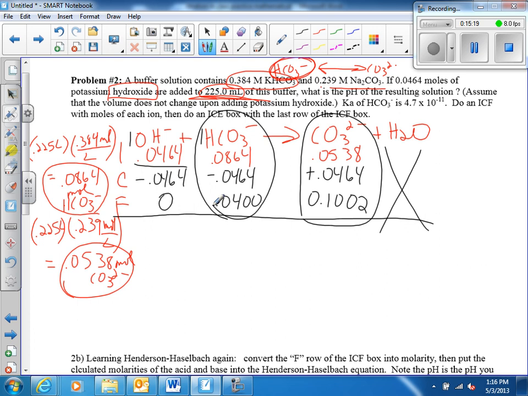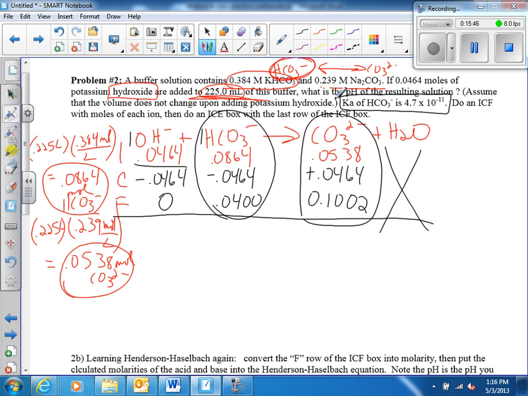I told you in this problem to go through and do an ICE box. We're going to do the ICE box, and then I'm going to show you Henderson-Hasselbalch in a moment to show you don't actually have to do an ICE box. We were given the Ka of bicarbonate. So let's do an acid reaction so we don't have to calculate the Kb. Why calculate a Kb if we don't have to?